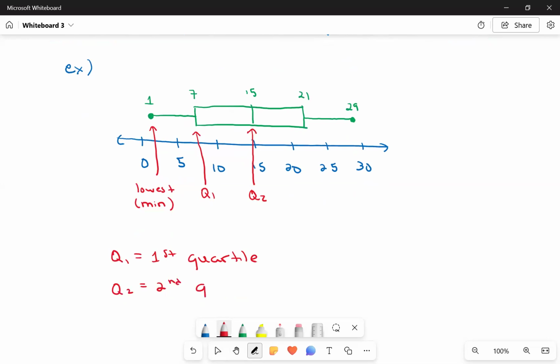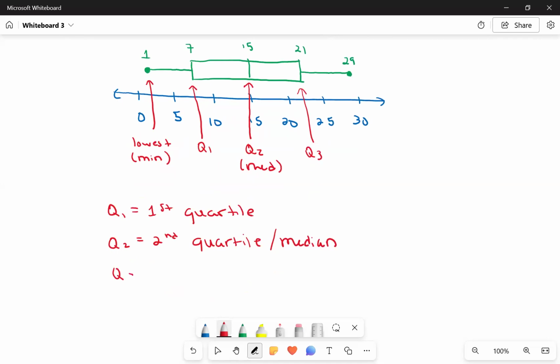It marks the second 25%, okay? But really, more importantly, it marks the halfway mark, which also happens to be the median. And that's going to trump calling it Q2, by the way. We won't call it Q2. We will call it the median. This is Q3, which hopefully you can guess is the third quartile. It marks the 75% mark here. And then the last value, the highest, is what we'll call the max.